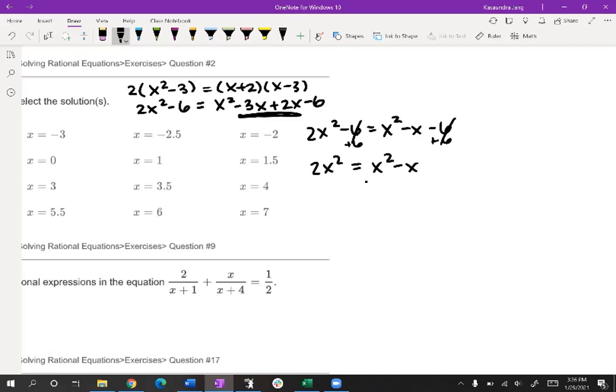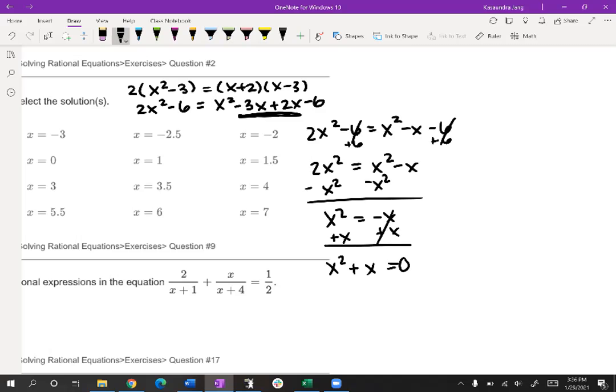All right, so my 6's are gone. I subtract an x squared on both sides. Okay, so I'm at a 1x squared. Still don't want x's on both sides, so I'm still going to add that x over. They are not like terms, so I cannot combine them. It's got to stay separate, x squared plus x. So what I got to do at this point is factor, and my GCF is x.